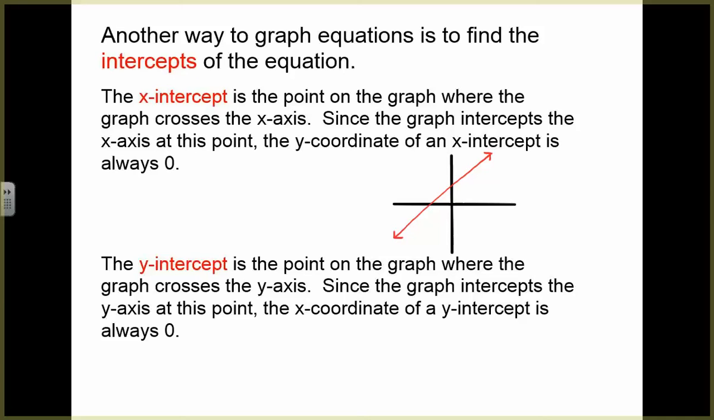So let's go back and read that. The x-intercept is the point on the graph where the graph crosses the x-axis. So let's follow along the red line until it hits the x-axis. And it hits the x-axis right here. So that point where the x-axis is crossed over by the red graph, that is what we call the x-intercept.